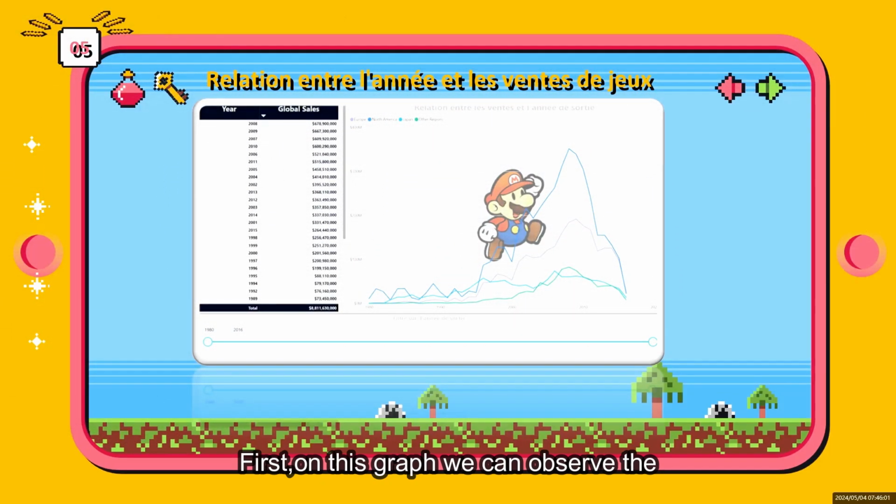First, on this graph, we can observe the relationship between the game sales and the year visually. So we used a line graph where the X corresponds to the year and the Y corresponds to the sales in the region, so we can see the trend of the game sales with the year better. It's clear that the year with the highest game sales was 2008, with North America contributing the most sales. We can also control the timeline to choose the time interval to observe.